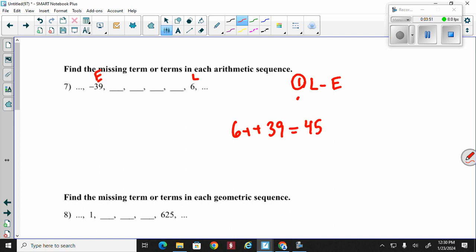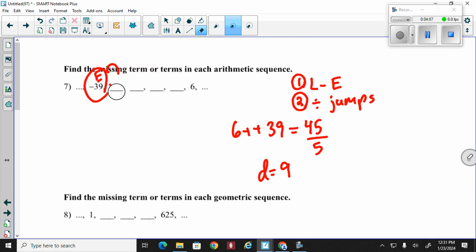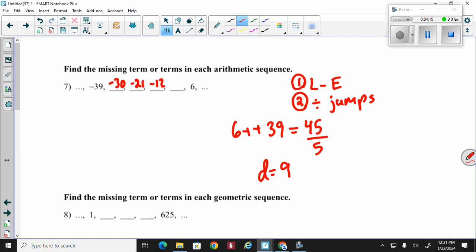And then secondly, I'm going to divide by the jumps. So I'm here, 1, 2, 3, 4, and 5. That's 5 jumps. I'm going to divide by 5. That means my common difference is 9. So I am adding 9 every single time. So that would be negative 30, negative 21, negative 12. That should be negative 3, and then you get 6.